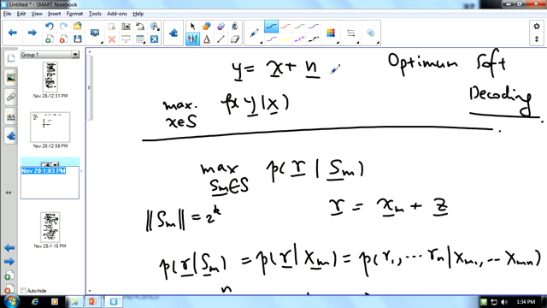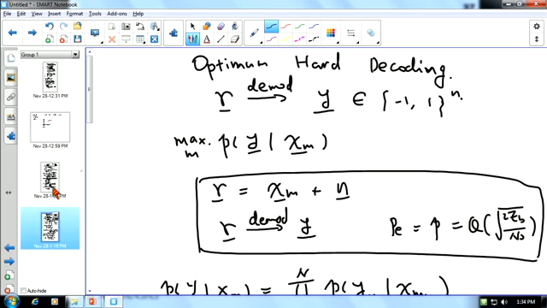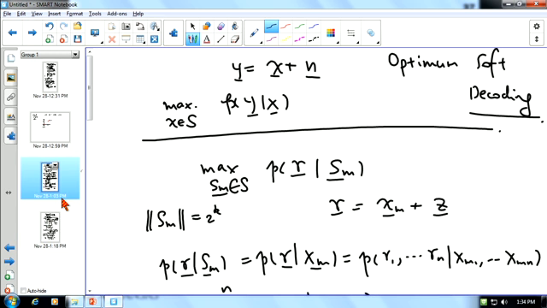Any other question? All right, so we spent a lot of time here talking about the optimum soft decoding and the optimum hard decoding, just to give you some idea about the difference between soft decoding and hard decoding. And at the end of the day, you can see what we do is just to compare distance. It's either the Hamming distance or the Euclidean distance. Okay?